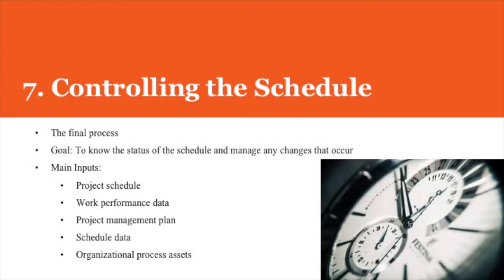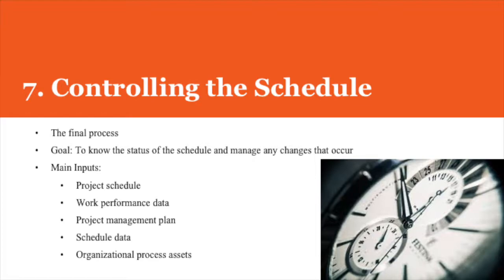The seventh and final process in project time management is controlling the schedule. The goal of this process is to know the status of the schedule, influence the factors that cause schedule changes, determine that the schedule has changed, and manage any changes that occur.